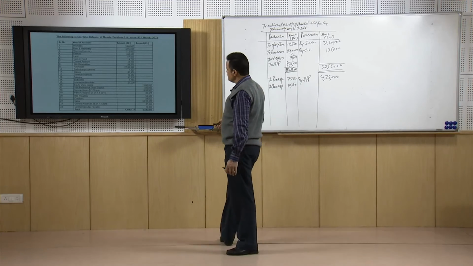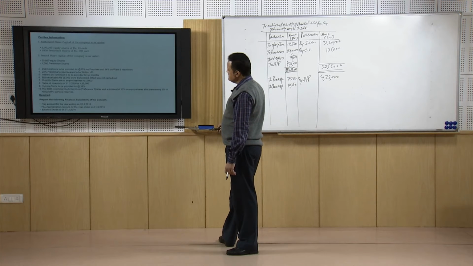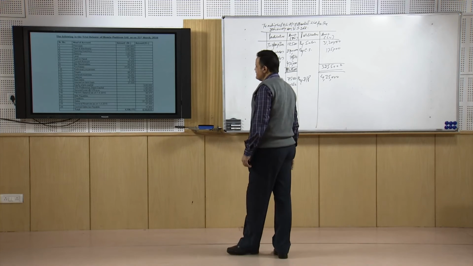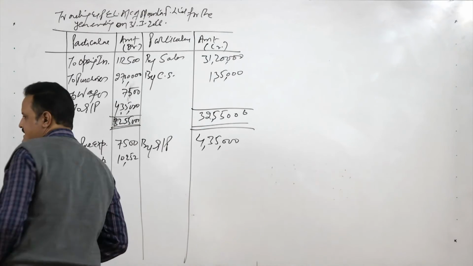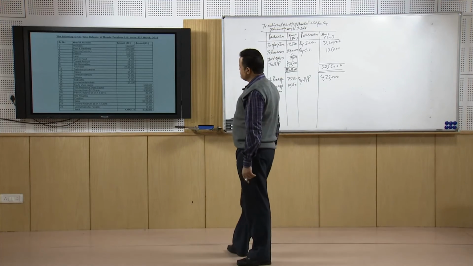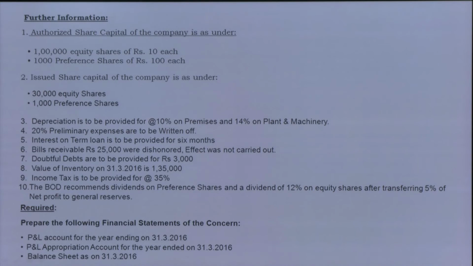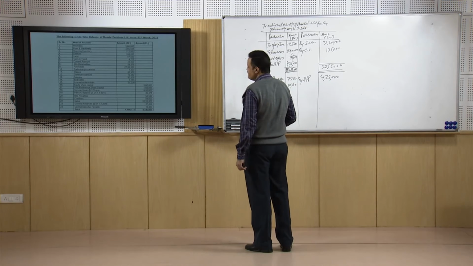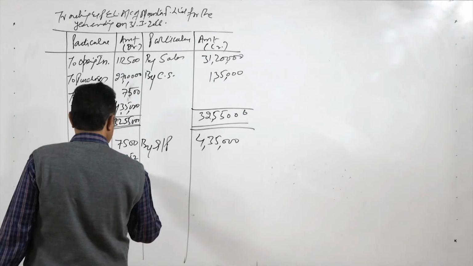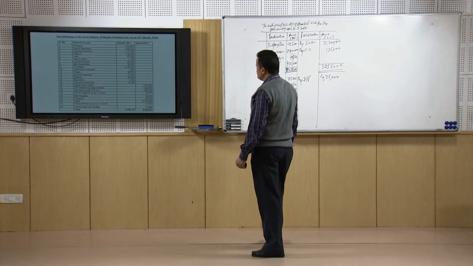Is there any adjustment with regard to the general expenses? There is no adjustment with regard to the general expenses, we have taken it. Similarly, now we will be taking the salaries, to salaries. The salaries are 90,338. Is there any adjustment here if we talk about the salaries? Depreciation, preliminary expenses, interest on term loan, bill receivable, doubtful debts, value of inventory, income tax. No, there is no adjustment with regard to salaries. We have already adjusted all the salaries here. It is 90,338. 90,338 are the salaries.